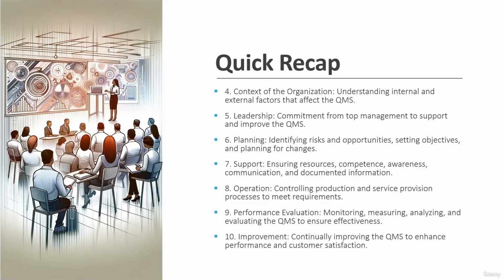And then in clause number 7, we talked about support. Here we talked about a number of things, many types of resources, competence of people, awareness, communication, and documented information. And in documented information, we did talk about the difference between maintaining documented information and retaining documented information. Clause number 8 was operations, which was a very big clause. There are a lot of clauses and subclauses in that, because this clause covers the actual work the organization is doing. In clause number 9, we talked about performance evaluation.